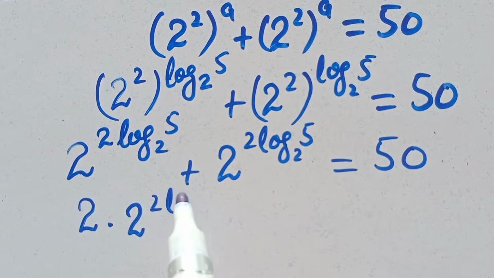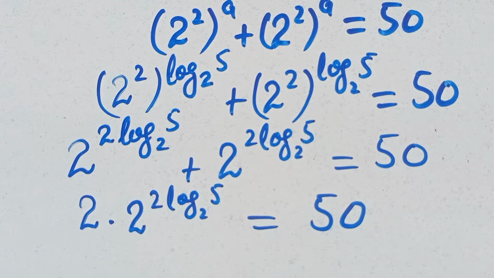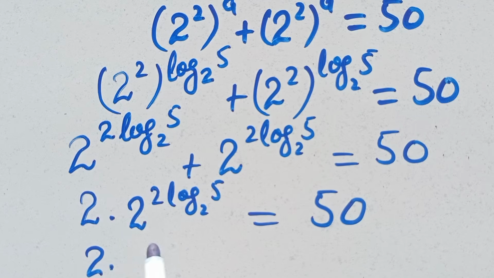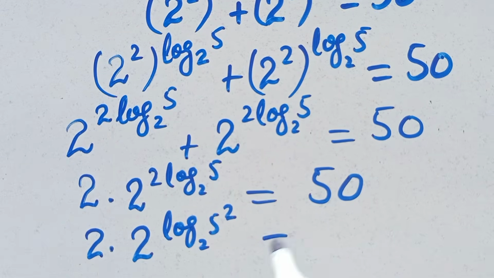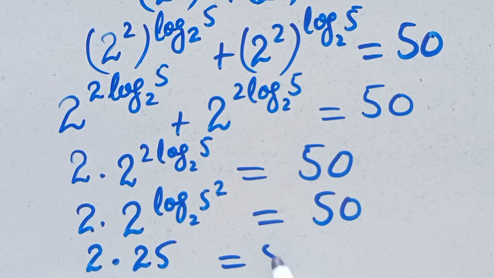Here adding both like terms we will get 2 into 2 power 2 log 5 to the base 2 equals 50. Above we have added both the terms, we will get 2 times these terms. That is, if we have a plus a, we can write it as 2a. So we have written the same terms in the form of 2 times. Again, writing it as 2 into 2 power 2 log base 2 of 5, if we have n log m, we can write it as log m power n. So we have used the power law of logarithm in order to move the 2 to the power of 5. Again, we can write it as 2 into 25 equals 50.